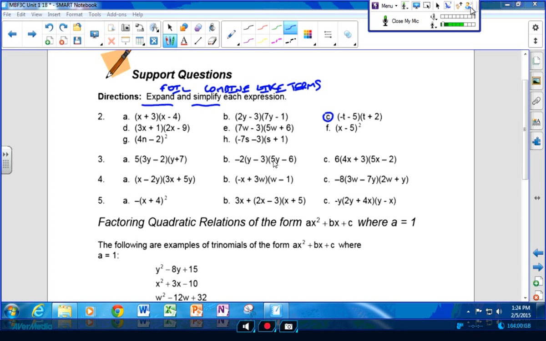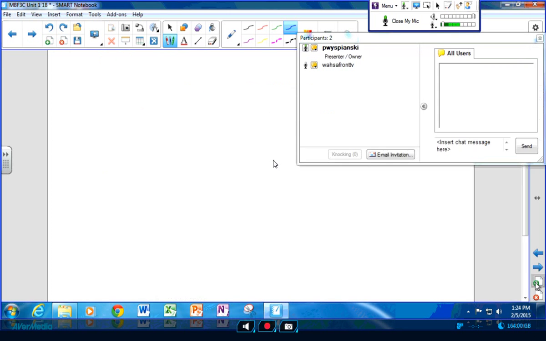So I'm going to do C. I'm also going to do F because that's a kind of a cool one. And then we'll do a few of these from question 3 as well. So a little bit of extra work to do there. All right, I'm going to make a blank page here.